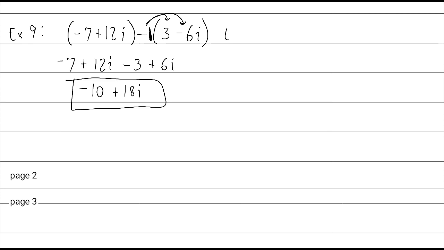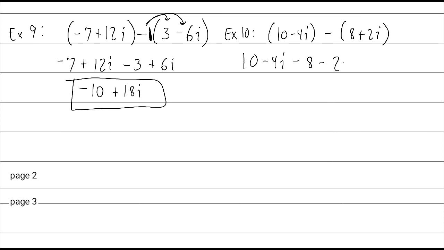And let's do one more of these. Example 10. 10 minus 4i minus 8 plus 2i. Distribute the negative again, right? So minus 8 minus 2i.